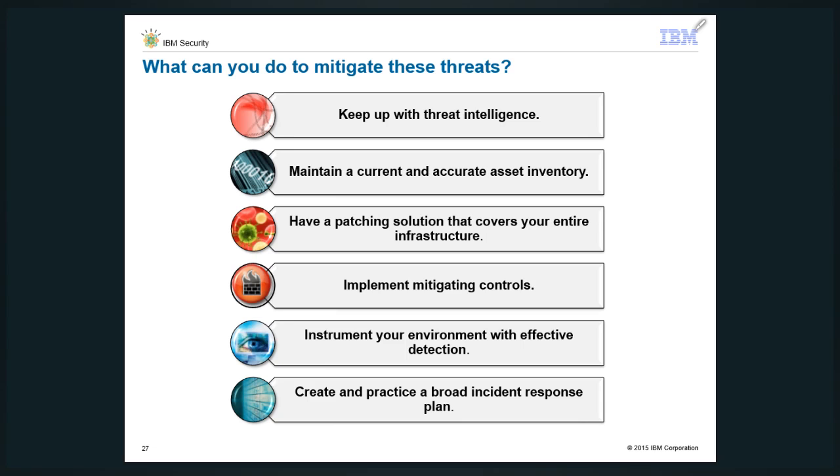And then, of course, we talked about having a patching solution that covers your entire infrastructure, which is important, right? Because, again, all these things feed into each other, at least these top three. So make sure that you have the ability to actually patch automatically instead of sending people all around, particularly if you're a global company. Implement mitigating controls.